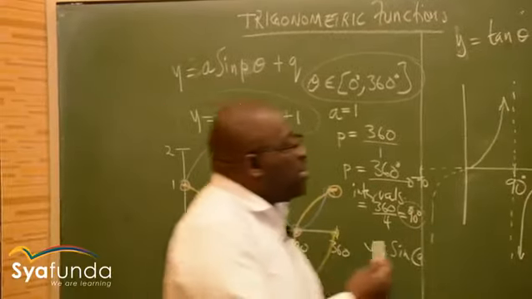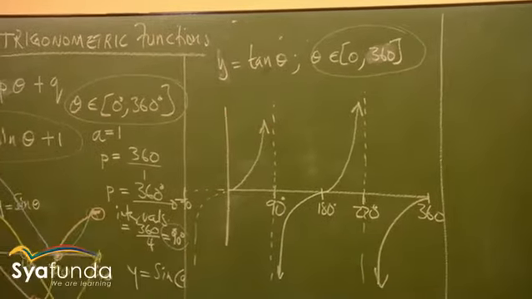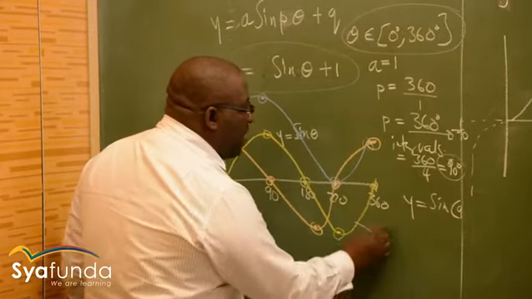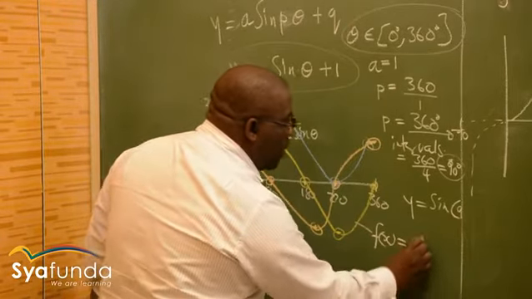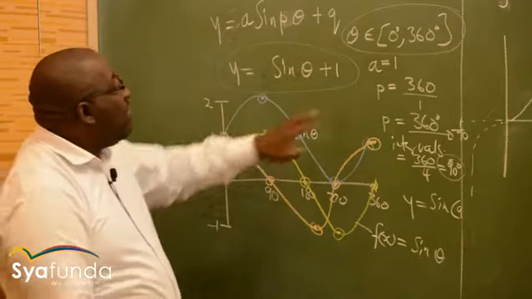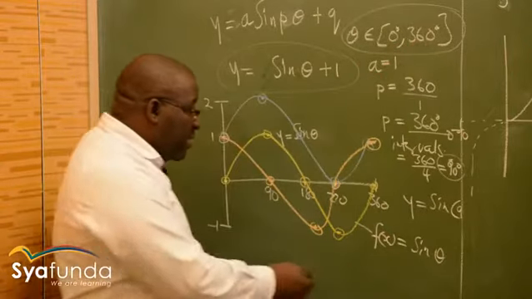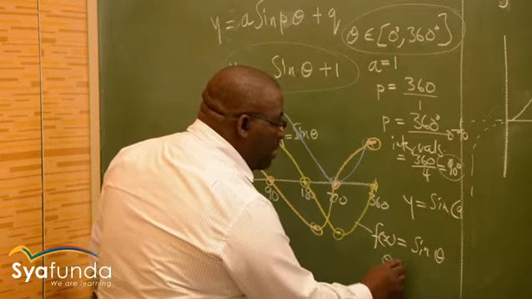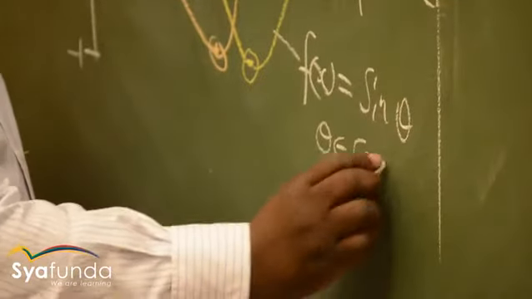For example, let's look here. Suppose we look at the original graph. Let's call it f of x. f of x is equal to sine theta. This is the graph. But suppose the interval was different. It was not from 0 to 360. Suppose the interval was saying theta is an element of 0 up to 270.